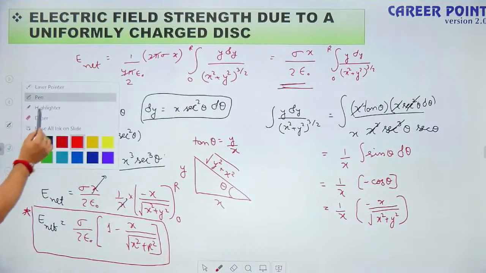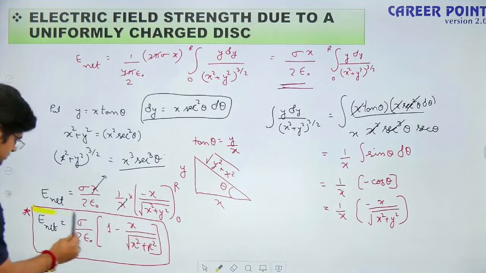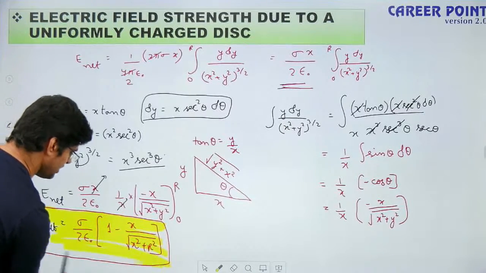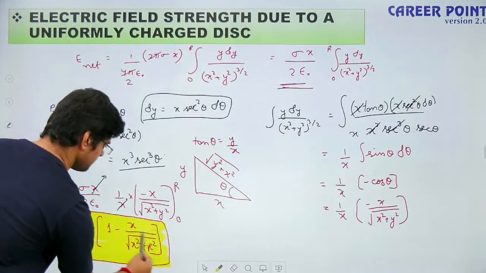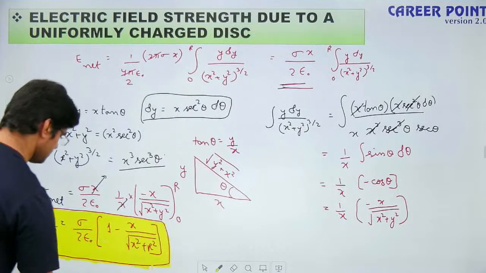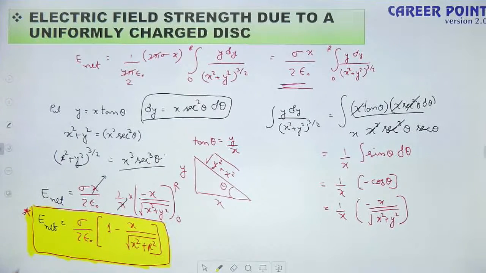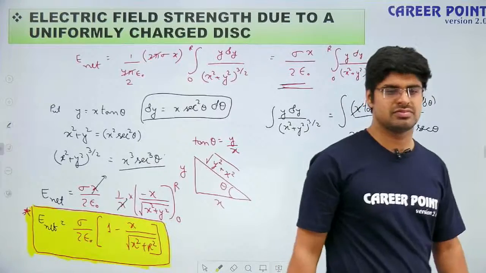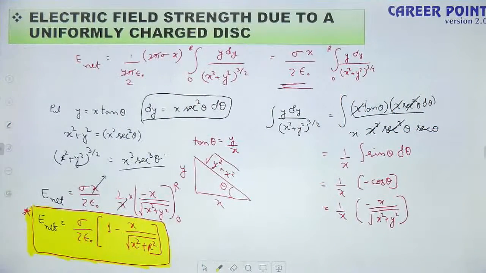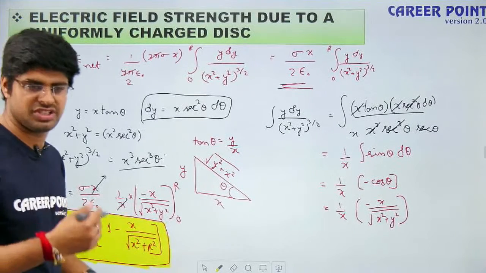Let's highlight the answer. Let's highlight this so that it is visible clearly to you. So this will be electric field due to a disk at an axial point. Is that clear? No problem? Let's proceed. So remember this formula because it will be very handy when you will be doing questions or problems based on this.